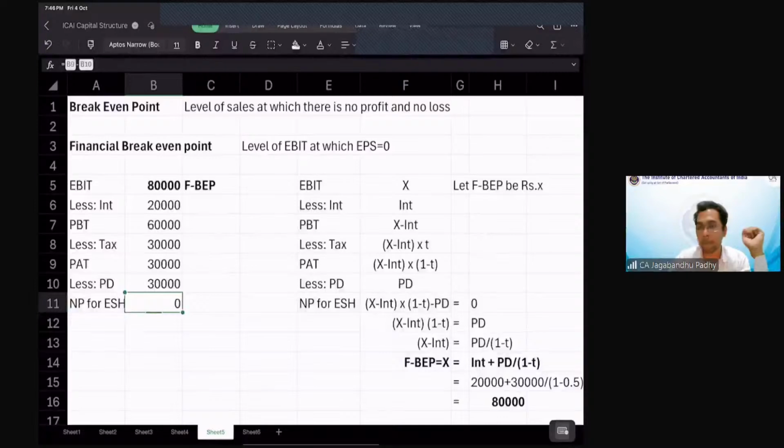Sir, why should we compute the financial break-even point? Because the objective of the finance manager is to maximize the wealth of the shareholder. Why are we taking it as 0? Have I told you yet the implication of this? No, I haven't, so hold on. Okay, sir. Thank you.